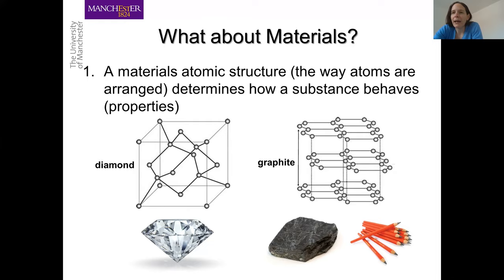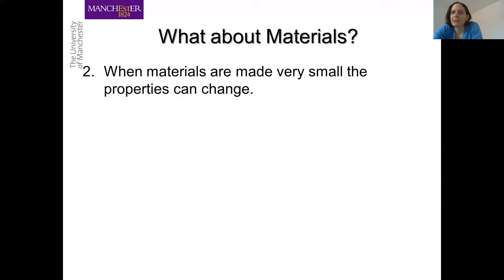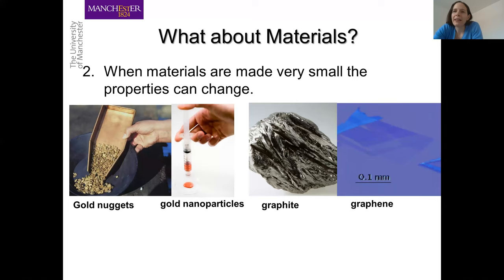The other reason that we might want to see things that are very small in material science is that when a material is made very small, the properties can change. Specifically, it must be made very small in one dimension. So an example of that is shown here, two examples. The first is, for example, gold. Gold is a goldy color when it's in large millimeter-sized pieces, as you can see here.